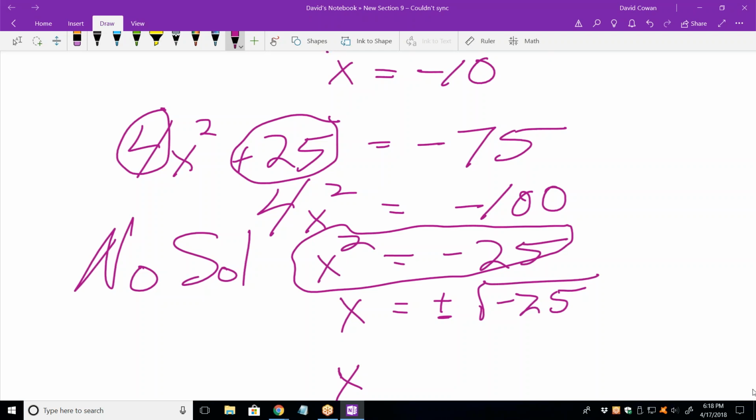There is no number that when you multiply it by itself ends up negative. You multiply minus 5 times minus 5, you get plus 25. So this is basically impossible. X squared cannot equal a negative number.